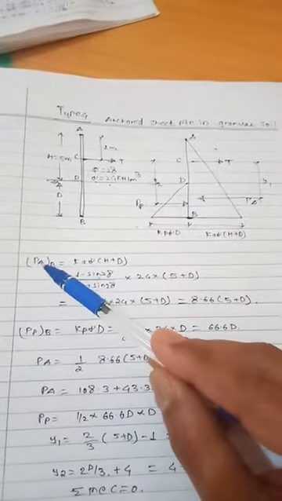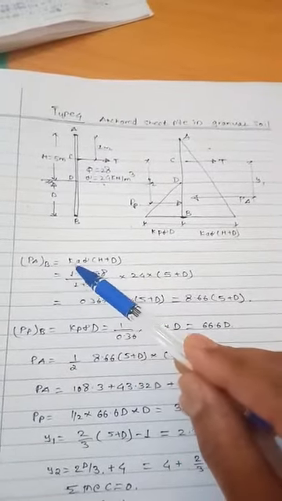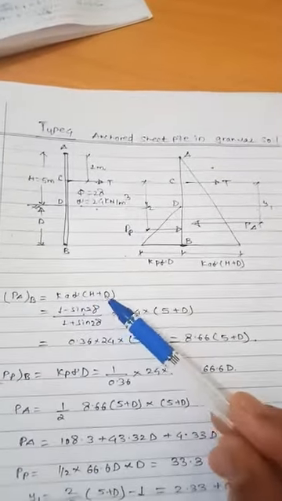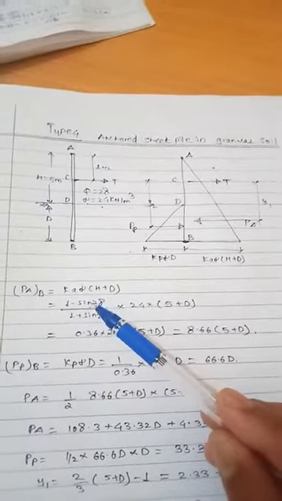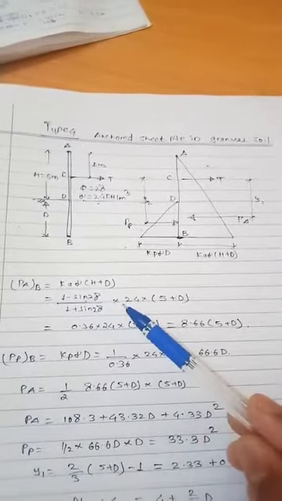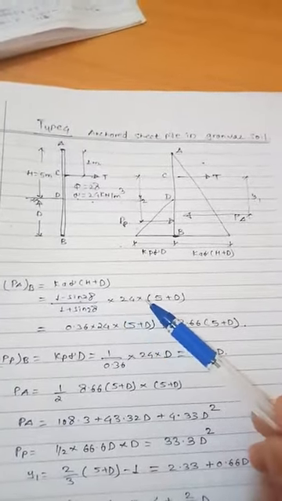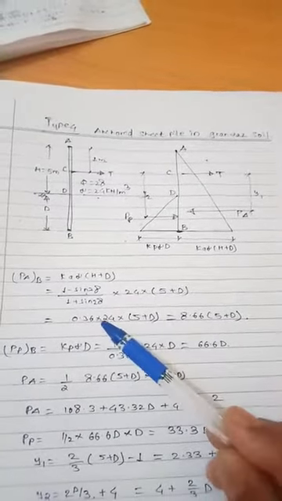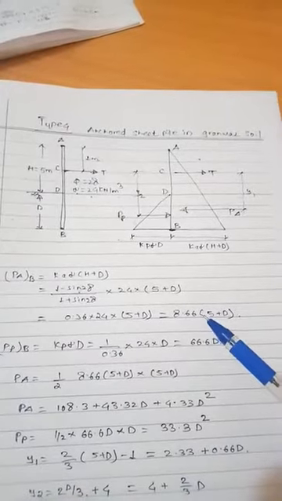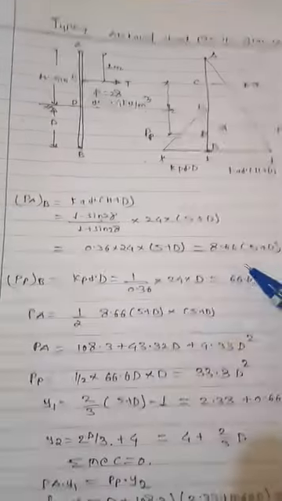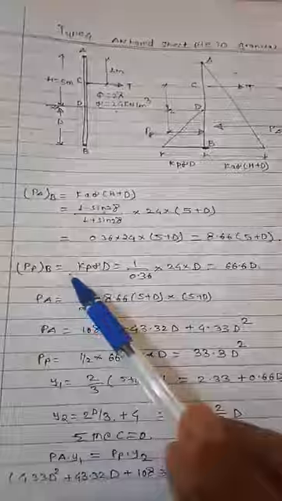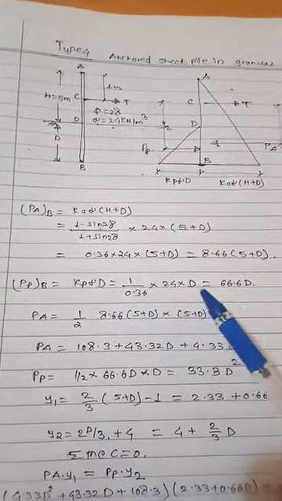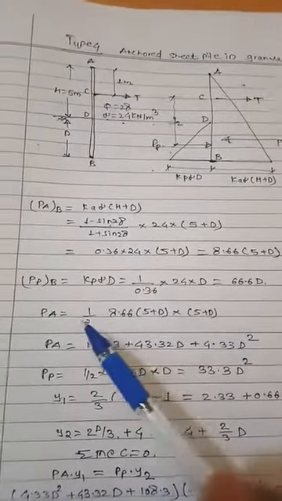Now first find out active pressure at B. So it is Ka gamma (H plus D). Ka is (1 minus sin 28) upon (1 plus sin 28), times 24, times (H is 5 plus D). Put values here, you will get 8.66 into (5 plus D). Then find out passive pressure at B, that is Kp gamma D. Kp means 1 upon Ka, times gamma D, 66.6.